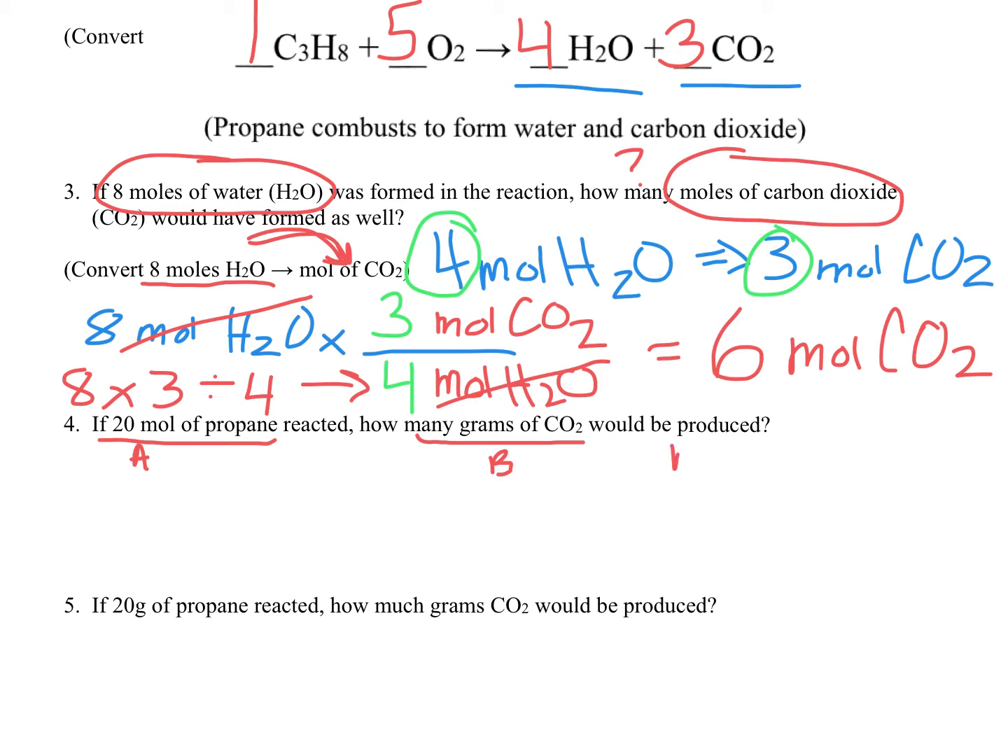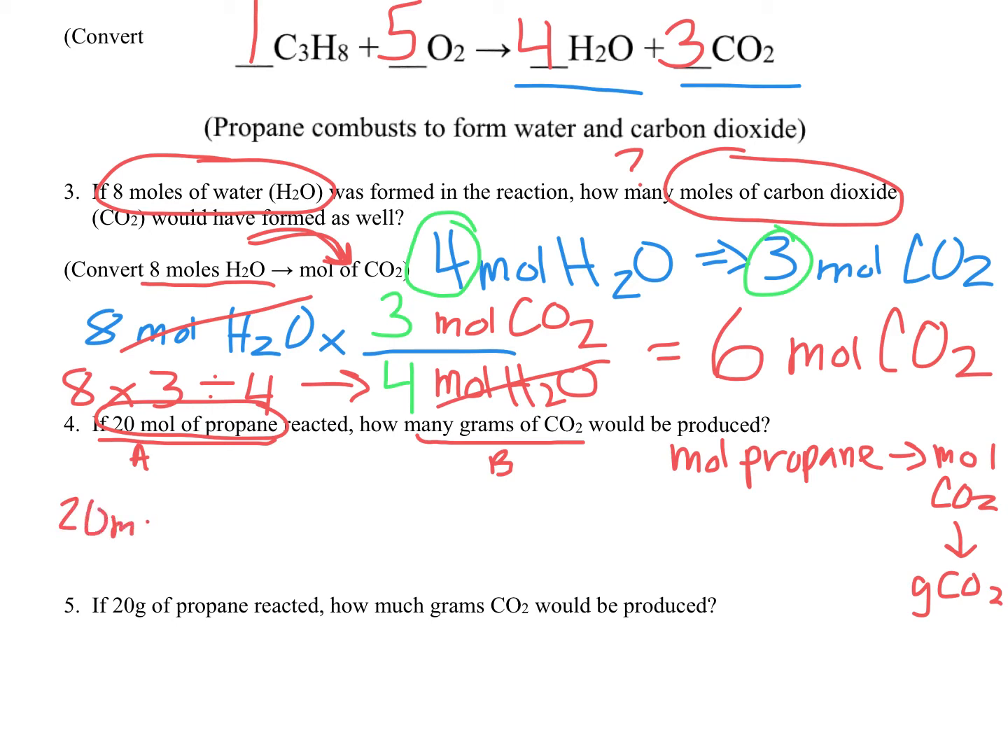We're going to need to go from moles of propane, and from there, we're going to do what we've been doing on this worksheet. We're going to convert to moles of carbon dioxide, CO2, and then once we're in moles of carbon dioxide, we can use our mole map to go to grams of carbon dioxide. So let's try that one out and see how that goes. So let's start with what we're given. We're given 20 moles of propane.